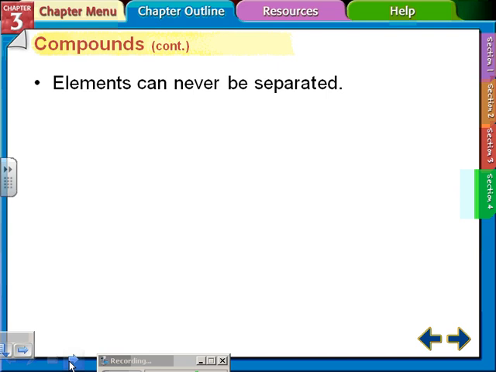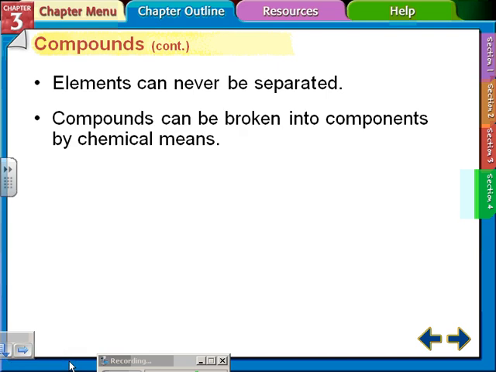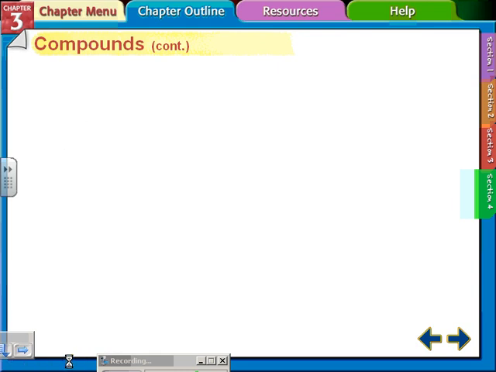And elements, they can never be separated. But compounds can be broken into components, but it takes a chemical means of separation, not physical, like filtration or chromatography that we discussed earlier. You actually have to chemically break the bonds, and that requires energy.